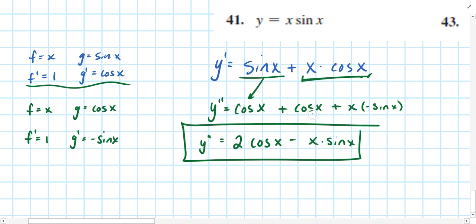The 2 cosine of x's combined to make 2 cosine of x. And then the x times negative sine of x I reported as a negative x times sine of x.